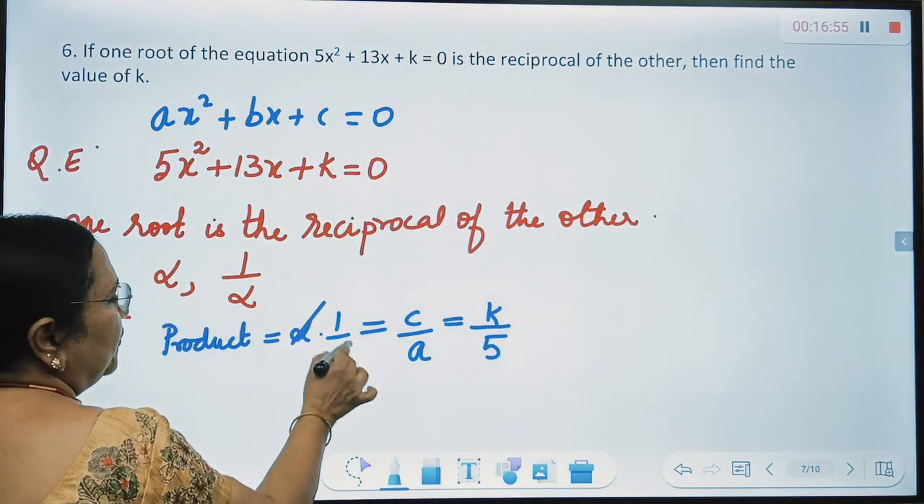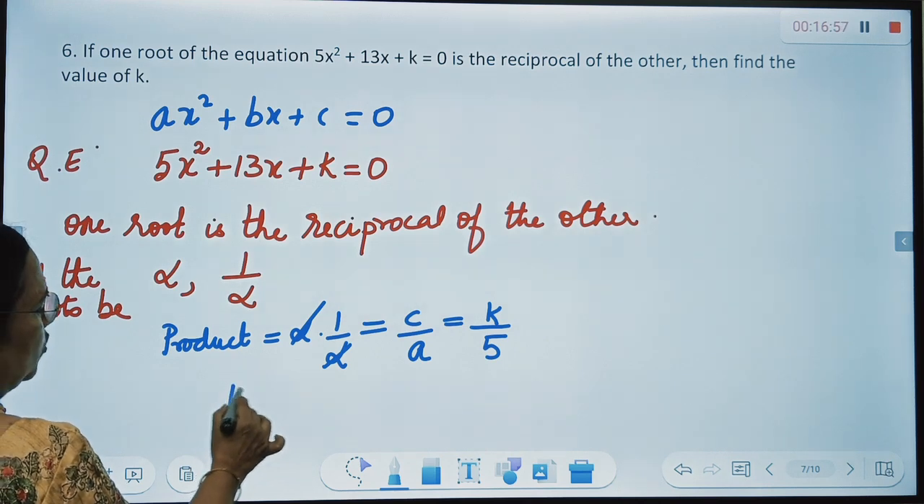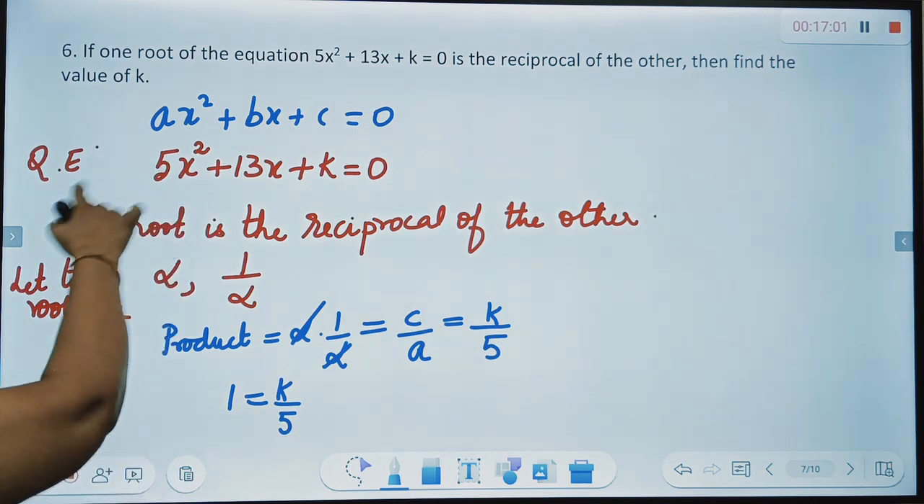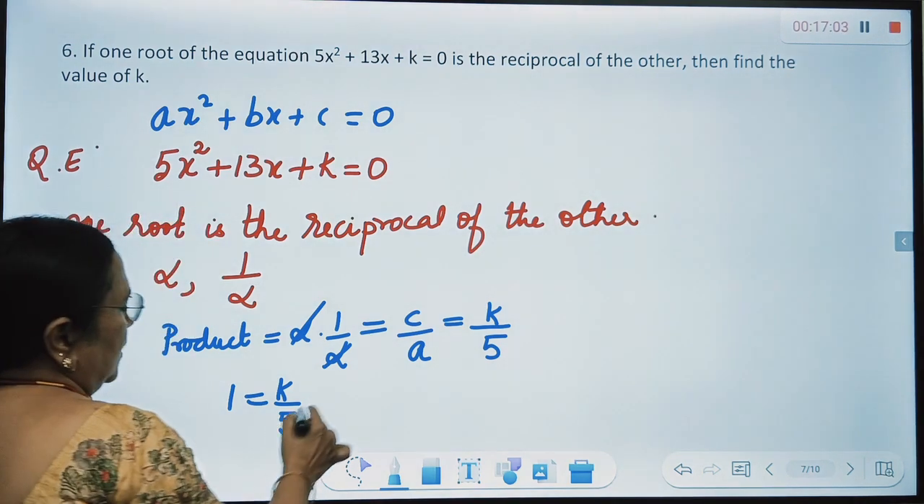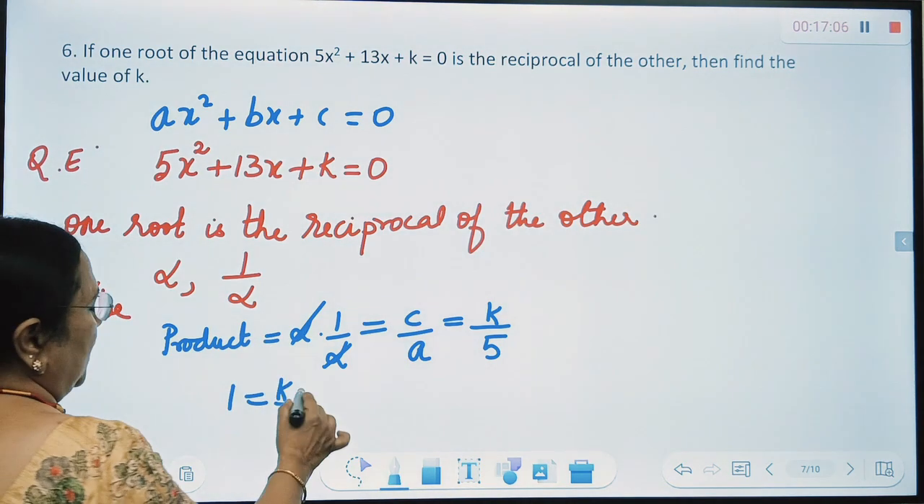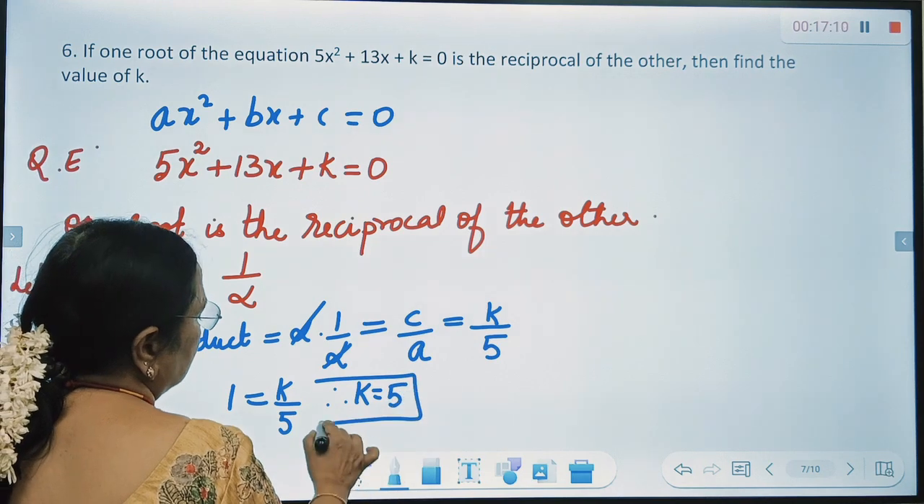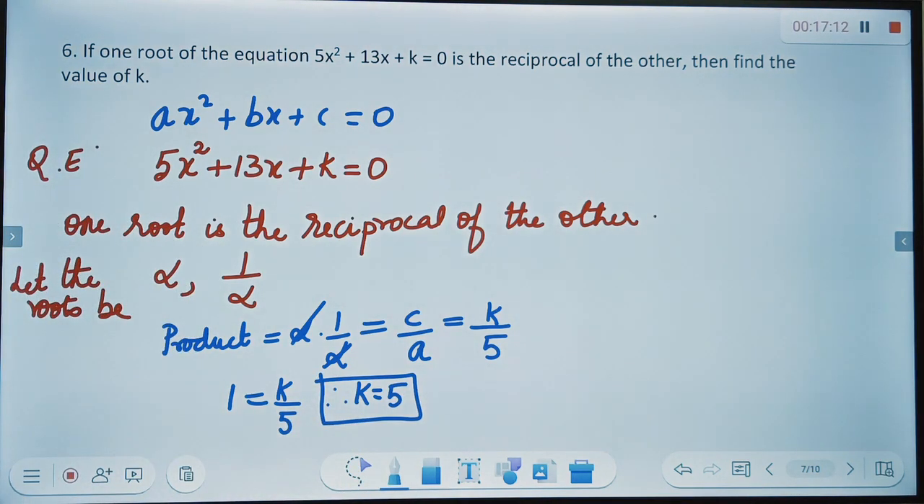Now here alpha alpha gets cancelled. So you get 1 equal to k by 5. K by 5 is c by a. And c by a is also alpha into 1 by alpha. Therefore, k equal to 5. So we have found the value of k.